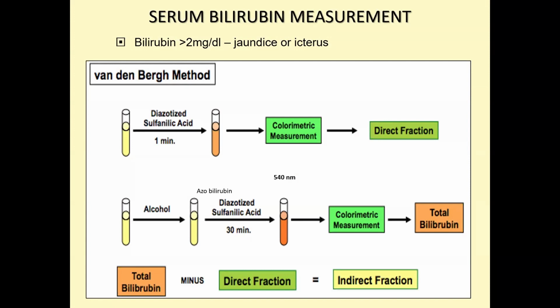When the color deepens, it is called biphasic. When the color develops and you add the methanol, the color becomes deeper, it's called biphasic. So both direct and indirect bilirubins are elevated. So depending on that, you can see the picture.